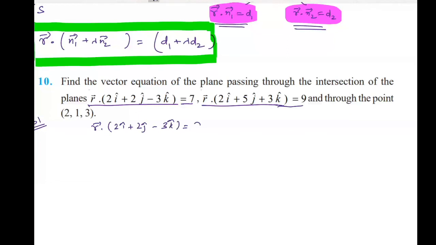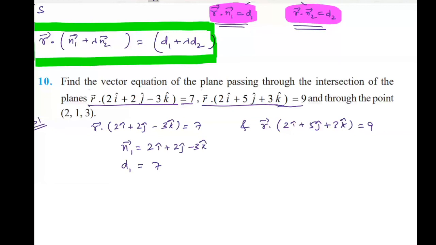And another plane is r dot (2i plus 5j plus 3k) equals 9. What is this? This is n1 vector, isn't it? And this is d1. d1 is nothing but 7. n1 is nothing but 2i plus 2j minus 3k.